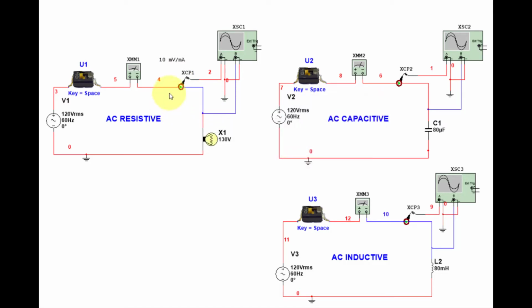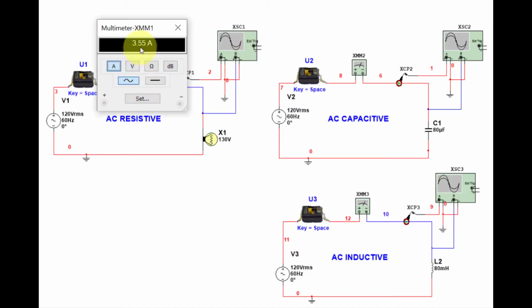So whatever current is measured in the circuit, it puts a signal out, and that signal is voltage to the oscilloscope that represents a scale of 10 to 1. So 1 amp will be 10 volts. Okay, keep that in mind. So let's run the circuit. First, let's check the current. We have about 3.55 amps RMS. This is an RMS measurement.